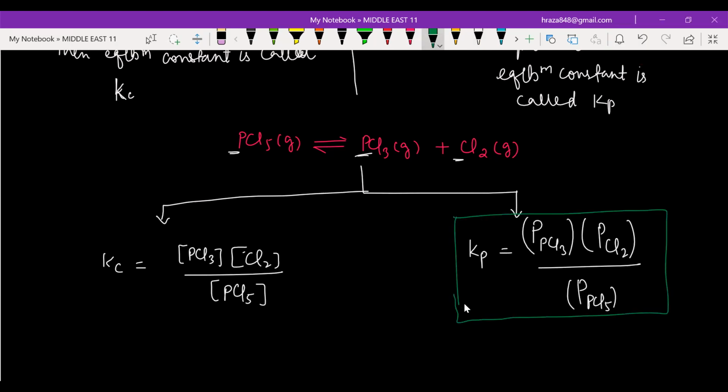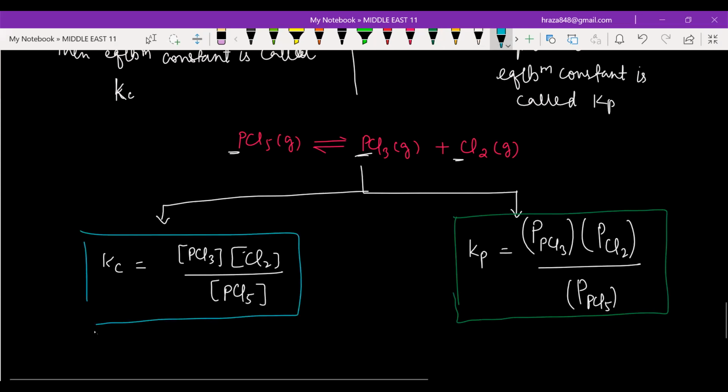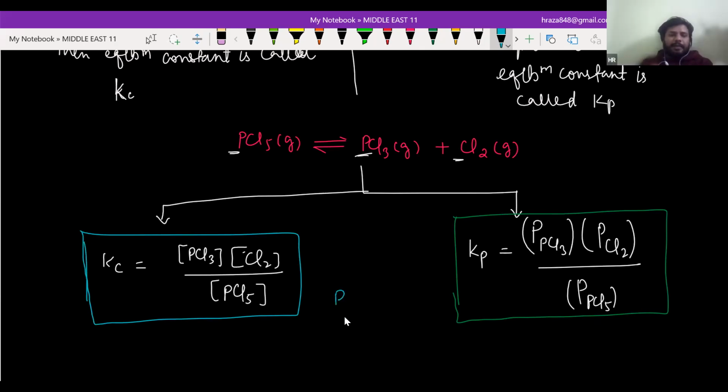Yes, sir. Can you repeat for partial pressure? Basically, this is pressure, right? If this is just a symbol, if you write PA, that means partial pressure of A. Here there are three terms, one in the reactant and two in the product. So if I write P with PCl3 in subscript, that represents the partial pressure of PCl3, and Cl2 in subscript represents the partial pressure of Cl2.